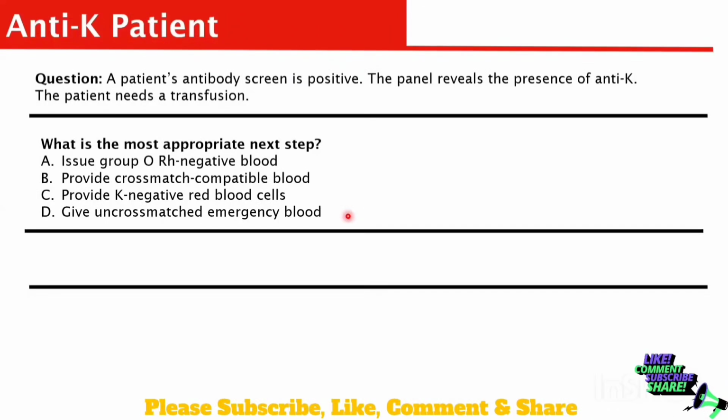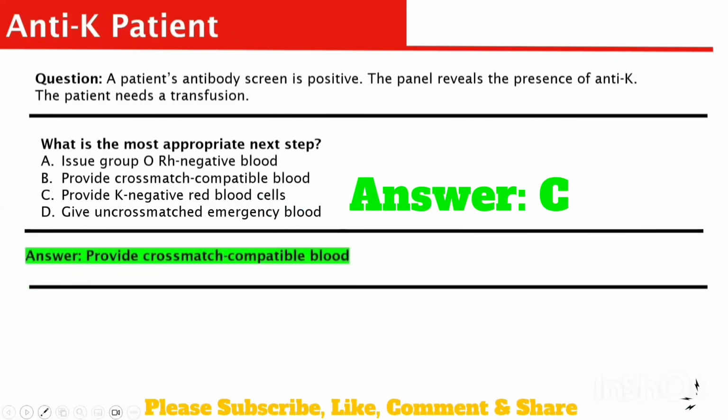Sometimes we can give leukocyte as the case may be. But in this context, you want to issue blood, what are you going to give? The answer should be C, okay? So what you need to do is to provide cross-match-compatible blood, and this cross-match-compatible blood you are going to provide, you need to provide K-negative red blood cells.